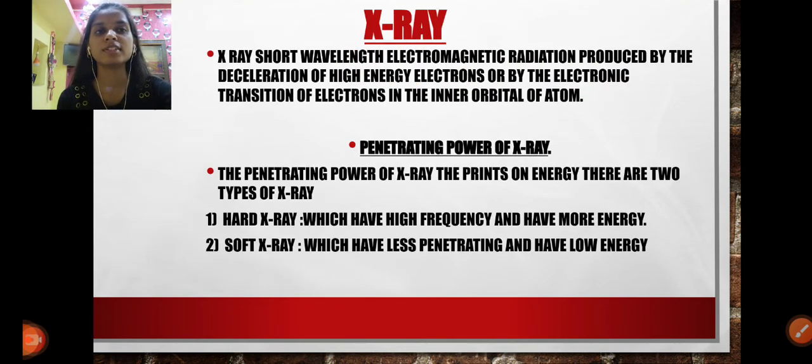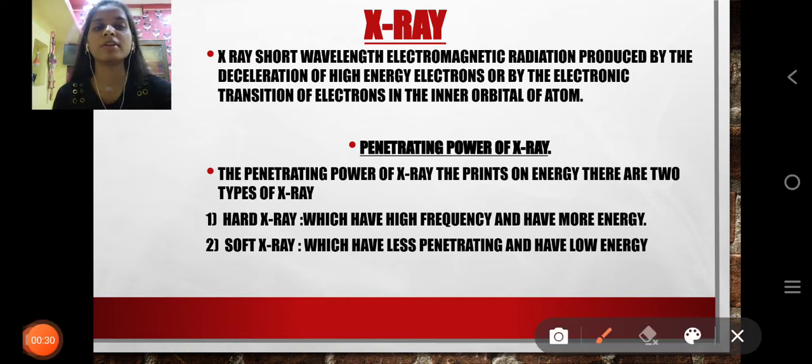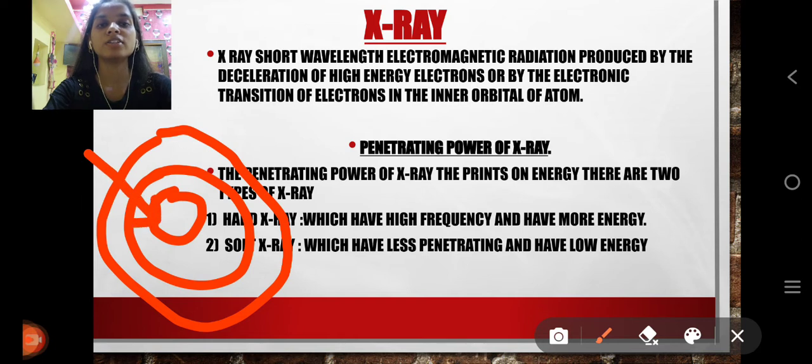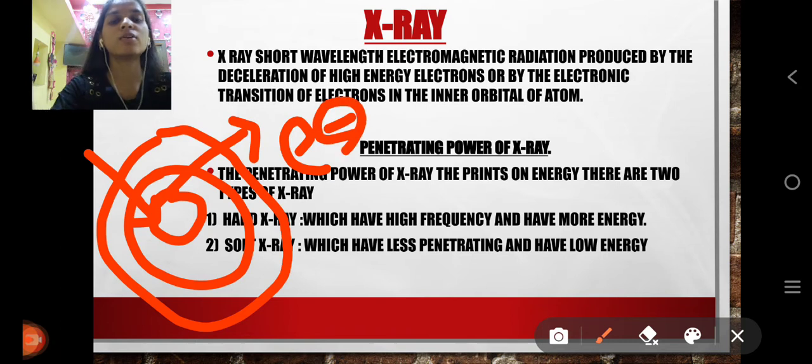In this we have to discuss X-ray. X-ray is a short wavelength electromagnetic radiation produced by the deceleration of a high energy electron. It is used to produce an electron from the inner shell orbital. Let's consider these are the orbitals. When the high energy electron beam is incident on the inner shell orbital, it ejects the inner shell electron. It is called X-ray.